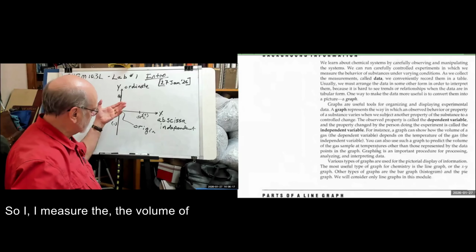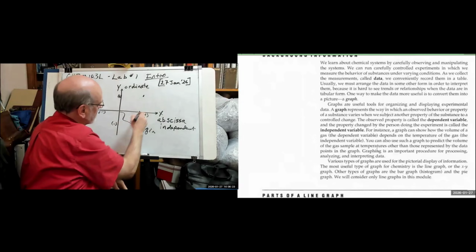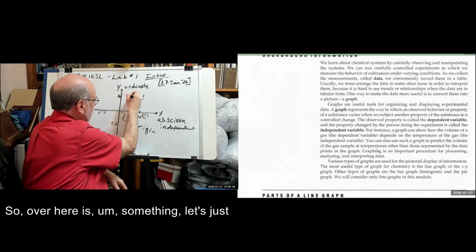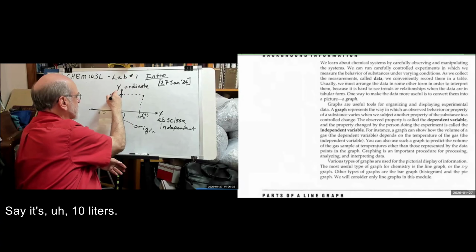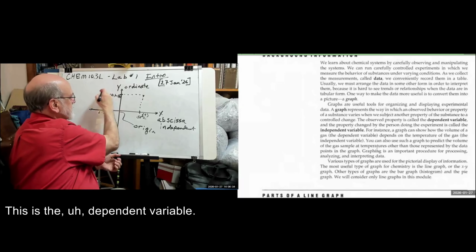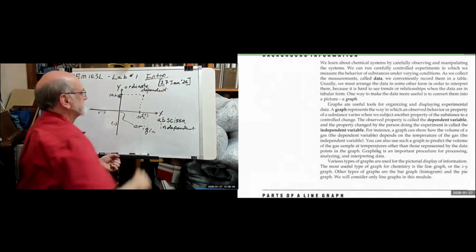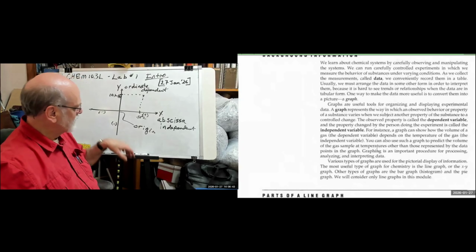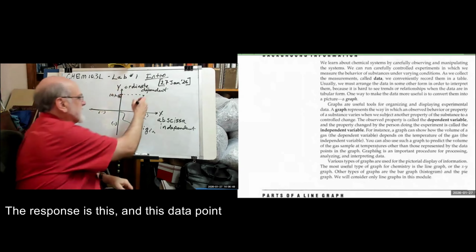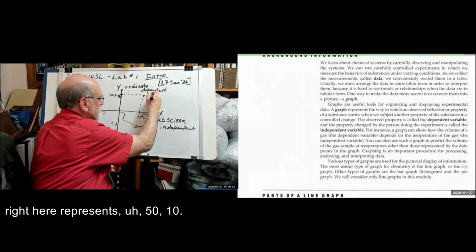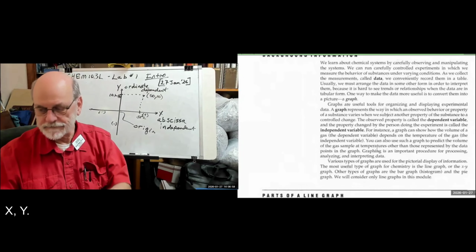The response is whatever the gas does that I'm measuring. Say it's volume. So I measure the volume of a gas when I make the temperature 50 degrees, and it's up here somewhere, right? So over here is something, let's just make something up. Say it's 10 liters. This is the dependent variable. Okay. So the experimenter controls this. The response is this, and this data point right here represents 50, 10. Okay, x, y.